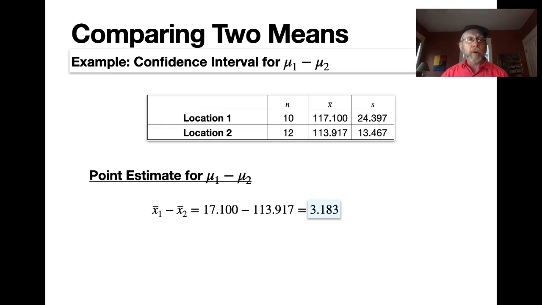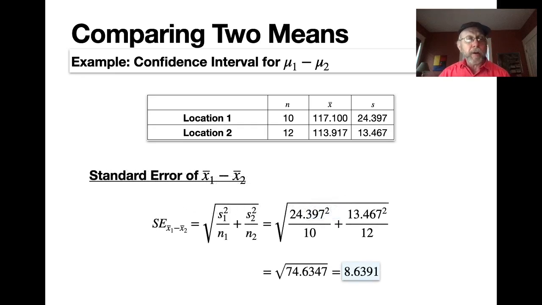That is our difference between the sample means, x1 bar minus x2 bar, and that turns out to be 3.183. So on average, individuals in location 1 from our sample spent 3.183 more minutes wasting time at work than did individuals in the sample from location 2. What about our standard error? Well, we've already done that computation. That's already our 8.6391 minutes.